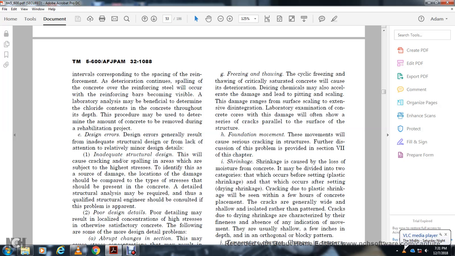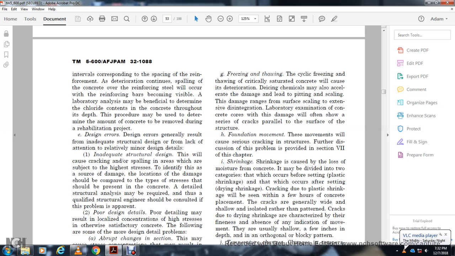Foundation movement. These movements will cause shear cracking in the structure; a discussion of the problem was provided in section 7. Shrinkage, the loss of moisture from the concrete, may be divided into two categories: plastic shrinkage, which occurs before setting, and drying shrinkage, which occurs after setting.